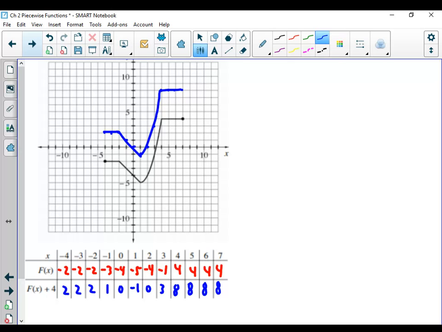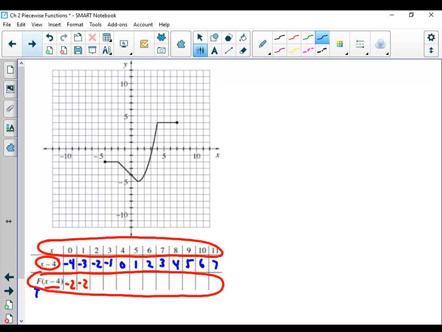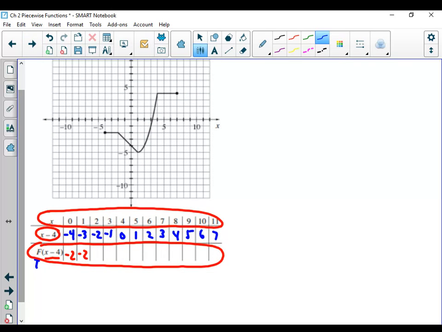So when you get to the last one, when they ask you to find f of x minus 4, if I have x minus 4 in parentheses, what would I expect the graph to do? Move which way?